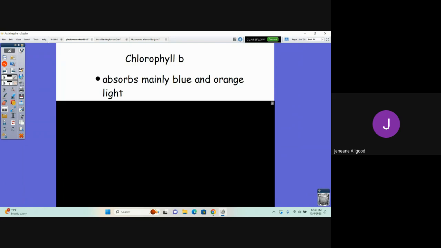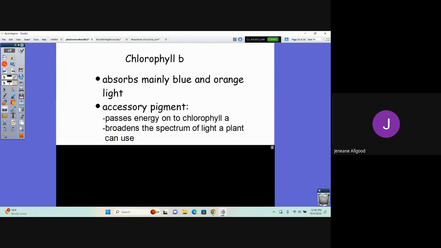Chlorophyll B absorbs mainly blue and orange light, and you should be able to see that on the absorption spectrum that's on the bottom of this slide. It is an accessory pigment. So it's not the team captain, but it is on the team and it has a special or a couple specialized wavelengths of light that it likes to absorb.